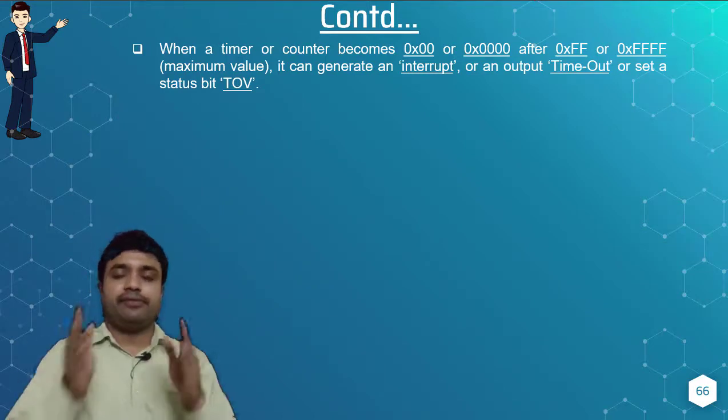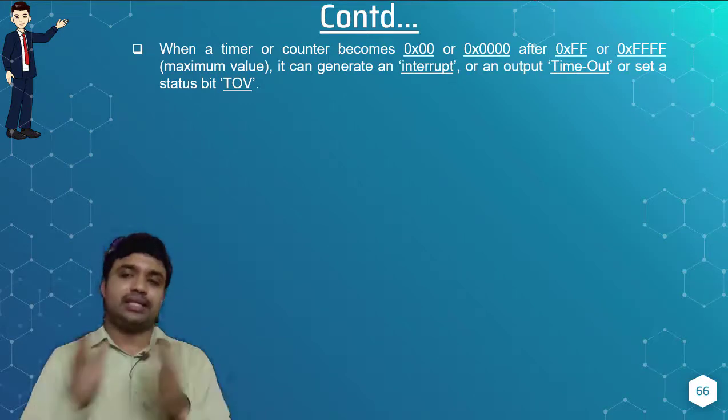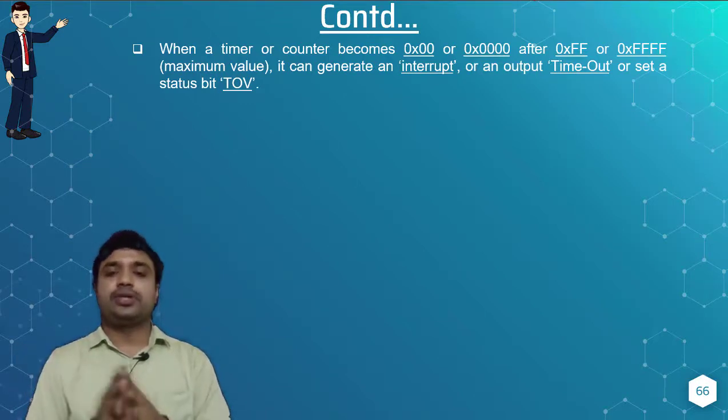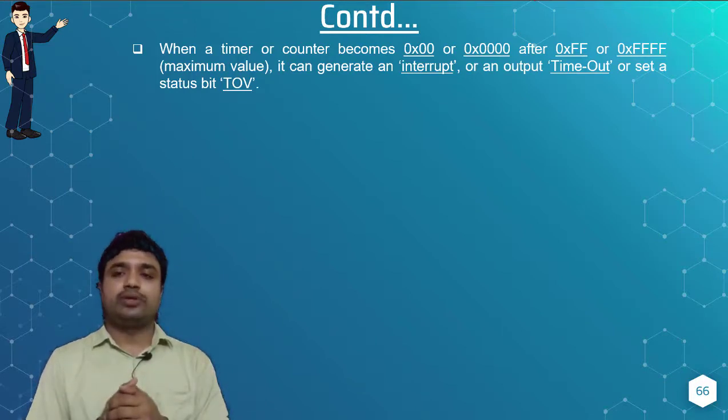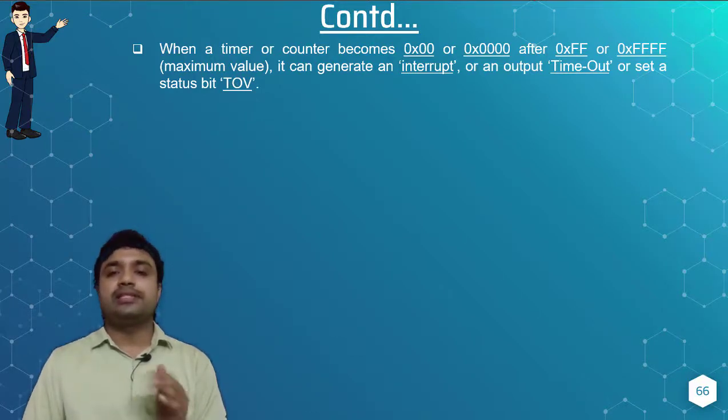That means if a minimum address range or maximum address range is reached, automatically the particular condition is going to be identified as an interrupt, or an output or timeout is going to occur, or it automatically sets a status bit as TOV, that is the timer overflow condition. Okay, so all these status or output conditions are considered for counter related reset operation purposes.